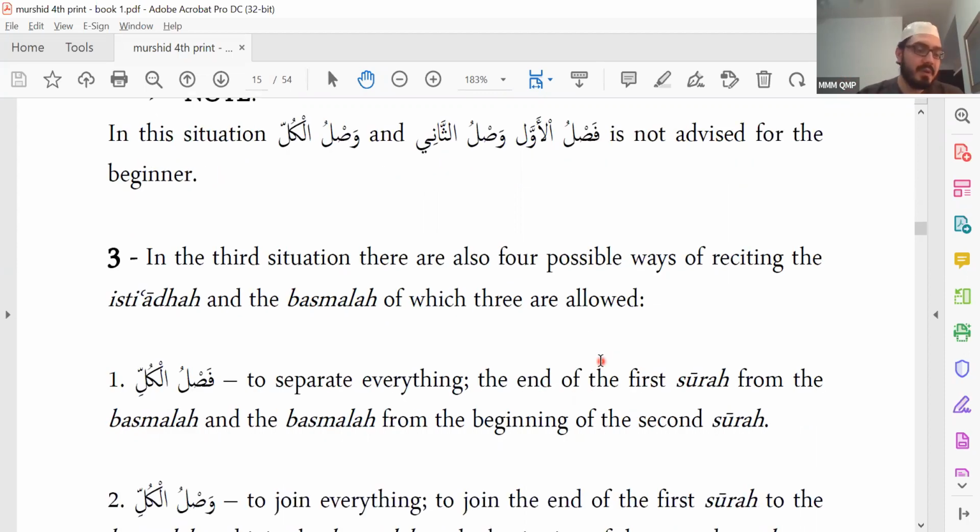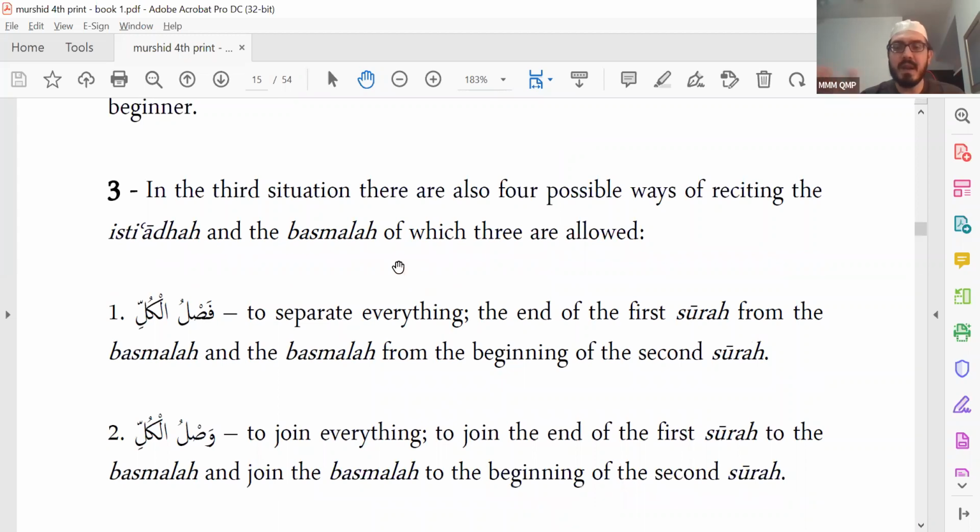So let's take an example. Let's look at Surah Al-Falaq and Surah Al-Nas. What's the last ayah in Surah Al-Falaq? وَمِن شَرِّ حَاسِدٍ إِذَا حَسَدٍ, and joining. So let's see. Fasl al-kull, separate everything, very easy. وَمِن شَرِّ حَاسِدٍ إِذَا حَسَدٍ Bismillah ar-Rahman ar-Rahim.